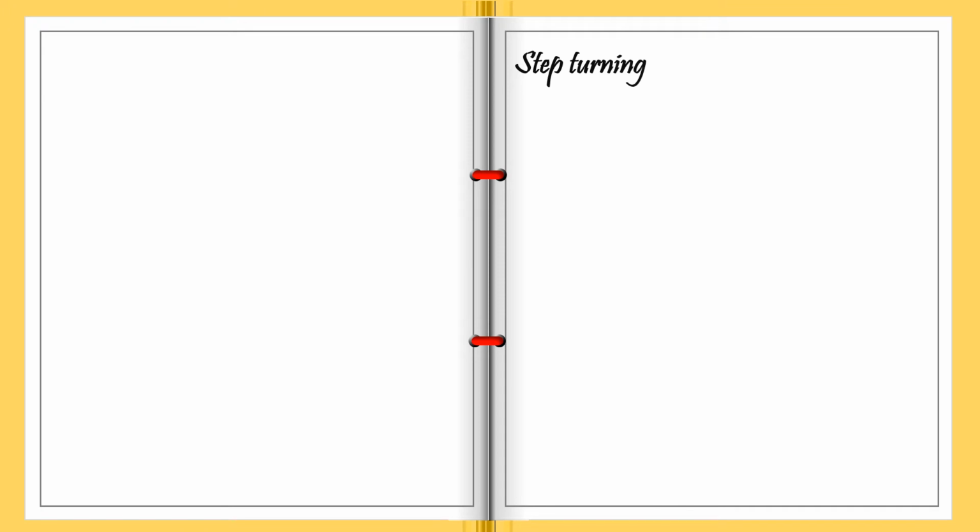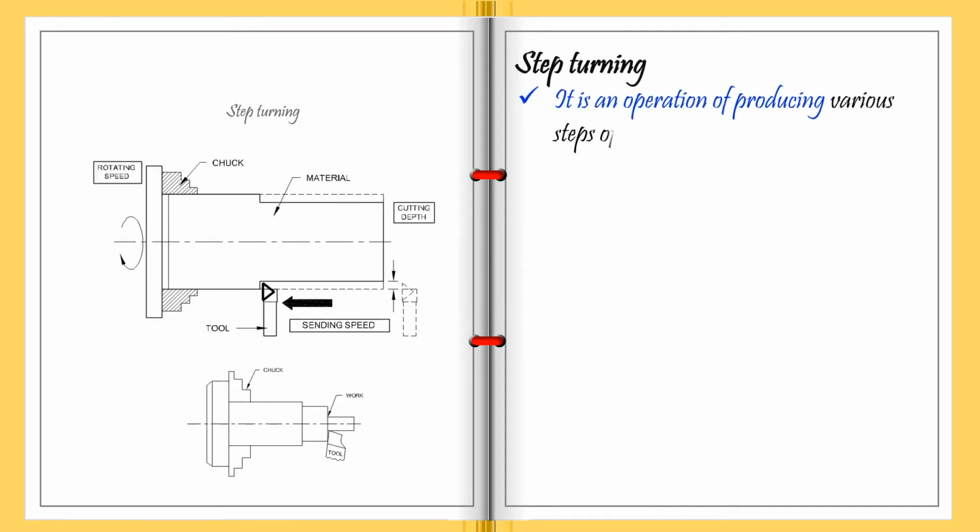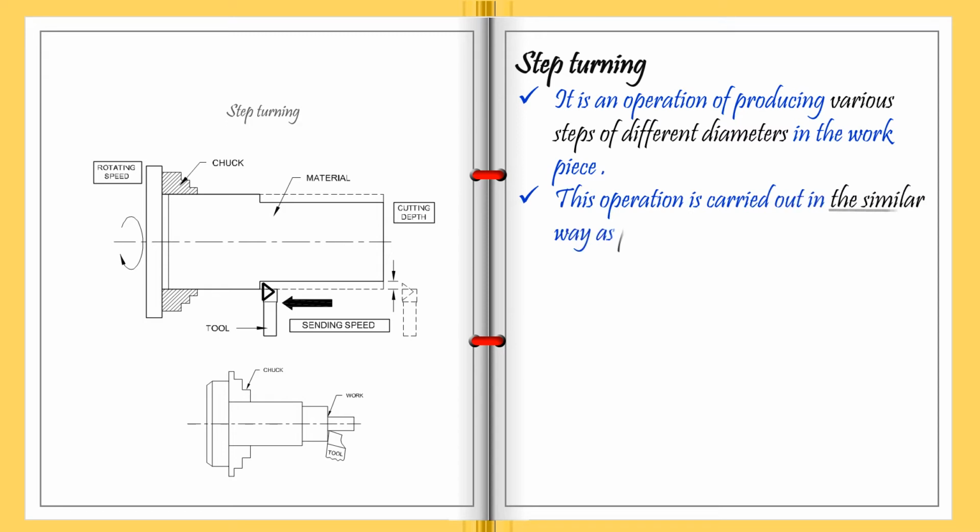Let's see about the step turning process. It is an operation of producing various steps of different diameters in the workpiece, as shown in the figure. This operation is carried out in a similar way as plane turning.